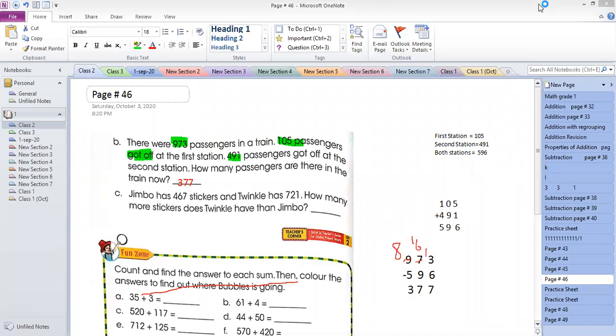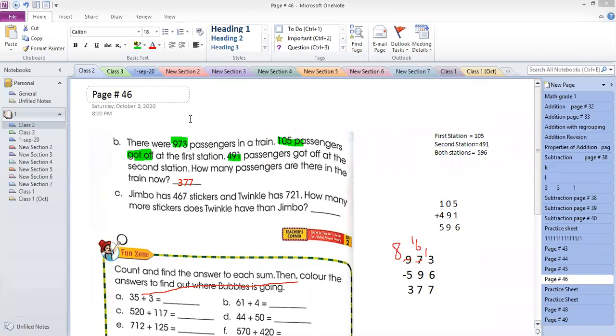Guys, I'm repeating again for you this question. The question was asking there were total 973 passengers. 105 passengers got off at the first station. Train was moving, the first station came and 105 passengers got off from the train. Then train again starts moving and the second station came, 491 more passengers got off from the train. Now how many total passengers are in the train?